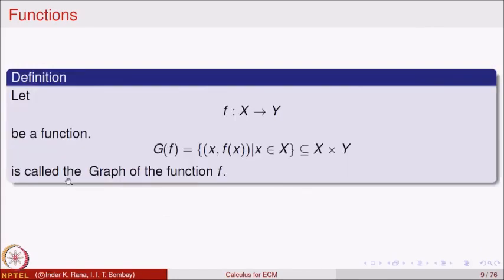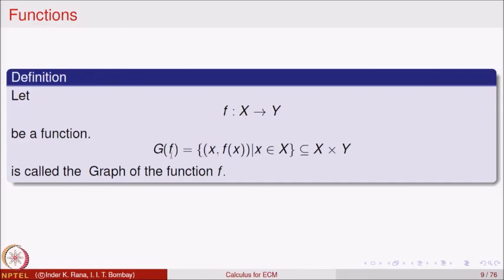So, let us look at the next thing that we want to relate to a function, which is called the graph of a function. We want to represent functions as pictures. So, we want to give a geometric representation of functions. Let us take a function f from x to y. Its domain is x, codomain is y.